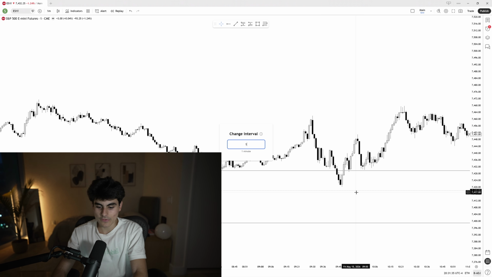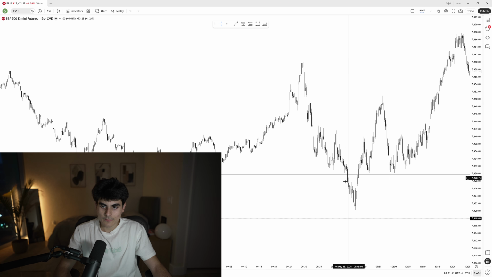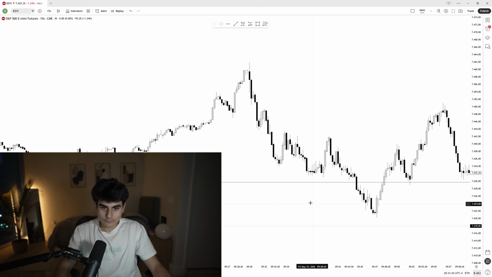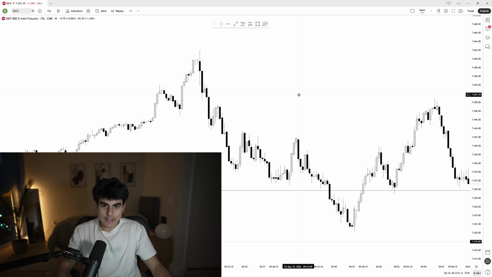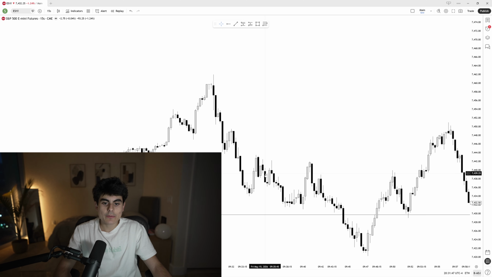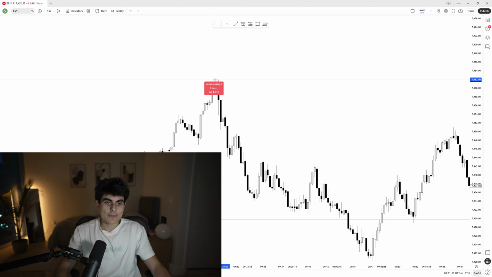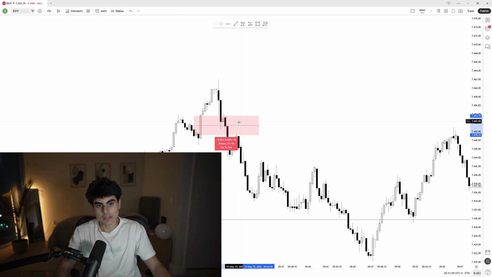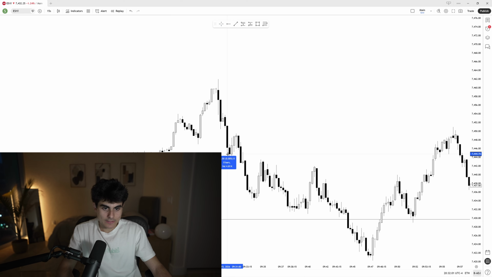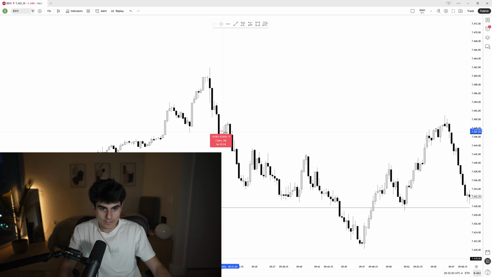Okay, yeah, and look for an entry. In order for me to enter and move down, I want to see a manipulation leg higher. So in this initial move, I don't see anything. I'm not just going to enter off of this pre-market fair value gap. I think it's a little bit early. So I'm going to wait for a decent pullback. This isn't really that big of a pullback, and then we get no inverse here.